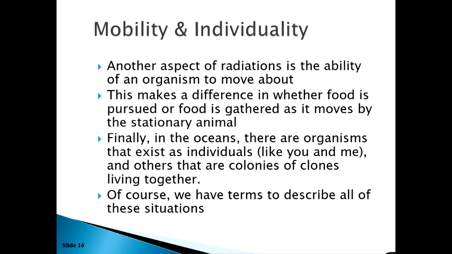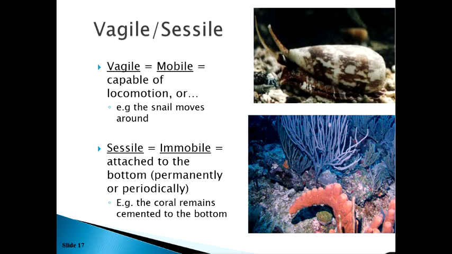Individuality means that we as individuals, even though we're all members of the same species, my body is an individual organism. Your body is an individual organism. Your cat, your dogs, their bodies are individual, and they're all mobile. Well, let's look at the oceans. You'll see these two old terms, vagile and sessile, and I might use them as choices, but really I'm going to emphasize mobile and immobile.